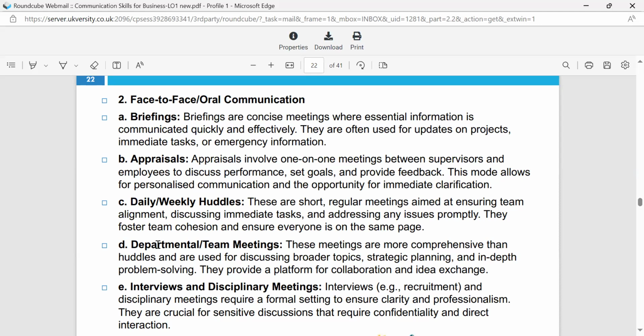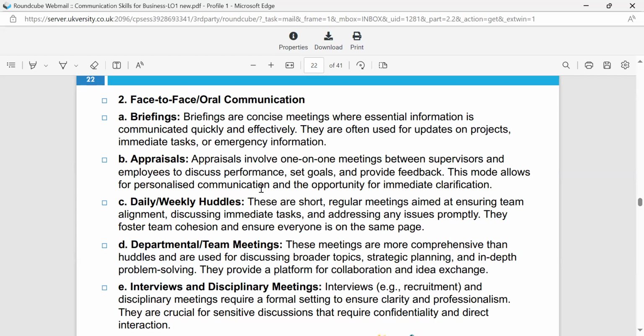A form of face-to-face or oral communication includes things like briefings and meetings, where essential information is communicated quickly and effectively. Appraisals are one-to-one meetings between a supervisor and an employee to discuss performance, maybe their personal goals, and to provide feedback. So that's a form of face-to-face communication.